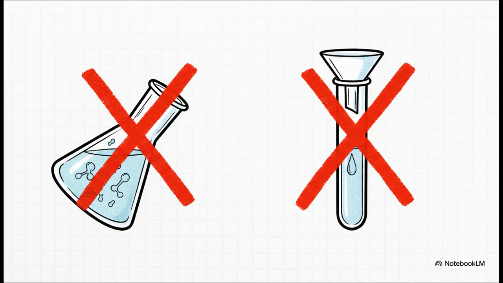First, never rinse the conical flask with the solution you're about to put in it. Why? Because you'll be adding extra unmeasured moles and your entire calculation will be wrong. Second, don't leave the funnel sitting in the top of the burette. If a single drop falls in after you've taken your reading, your volume measurement is inaccurate. You've got to avoid these pitfalls.